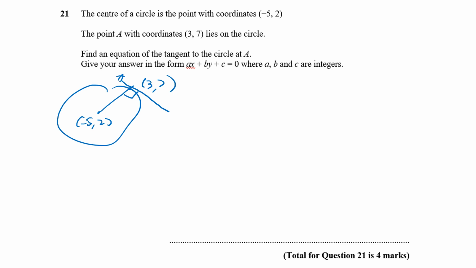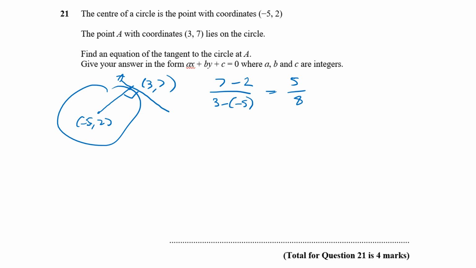The gradient is the change in y divided by the change in x. So the change in y is 7 take away 2, divided by the change in x, which is 3 take away -5. That gets me 5 over 8. That's the gradient of the radius.